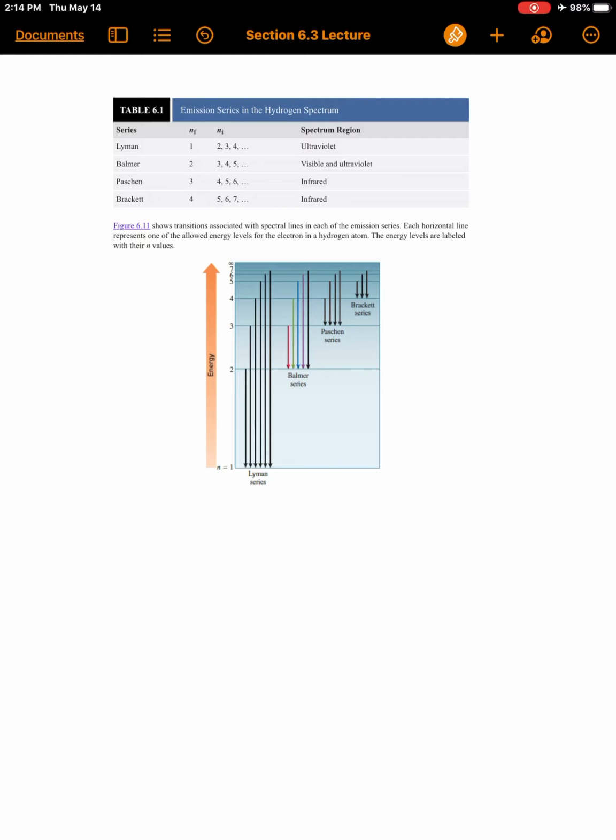So these four groupings of light, or electromagnetic waves, are called the Lyman series, which occurs in the ultraviolet range. There's the Balmer series, which is in the visible, the Paschen, which is in the infrared, and the Brackett, which is also in the infrared. So in fact, the hydrogen atom is emitting many different colors, some of which are visible and others are not.